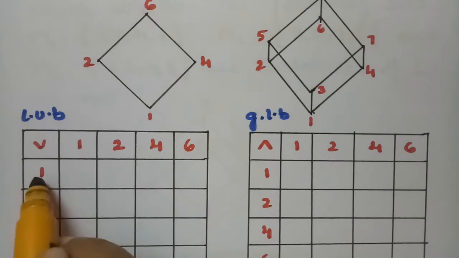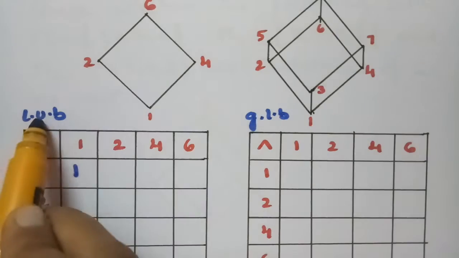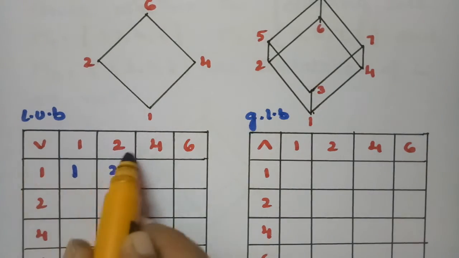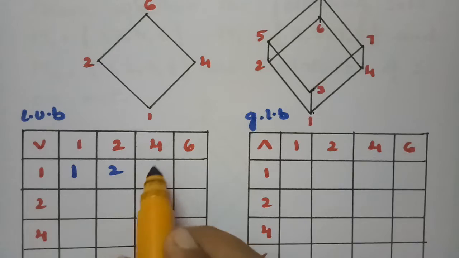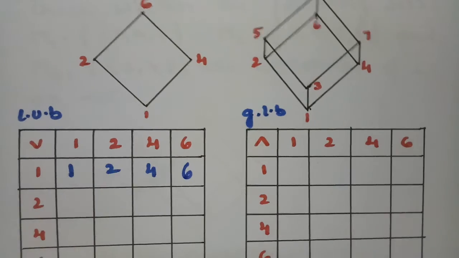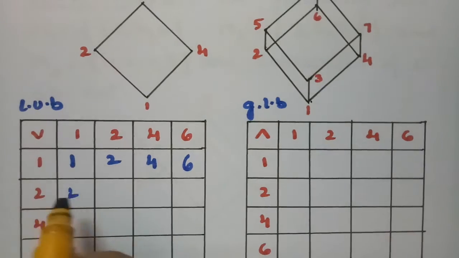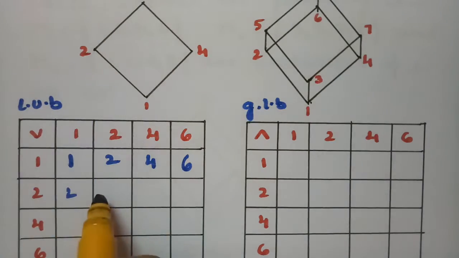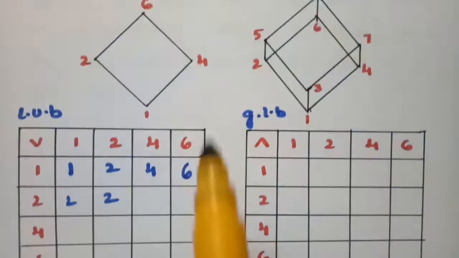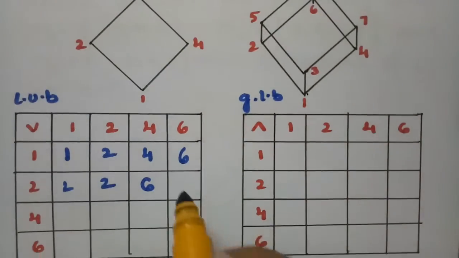See here, for 1 and 1, 1 is the upper bound. For 1 and 2, 2 is the upper bound. For 1 and 4, 4 is the least upper bound. For 1 and 6, 6 is the upper bound. For 2 and 1, the upper bound is 2, and for 2 and 2, 2 is the upper bound. For 2 and 4, 6 is the upper bound. For 2 and 6, 6 is the upper bound.